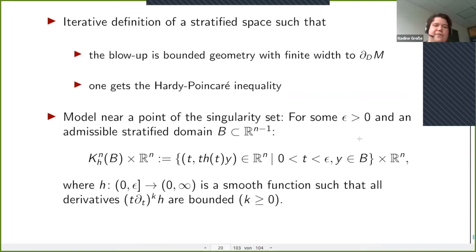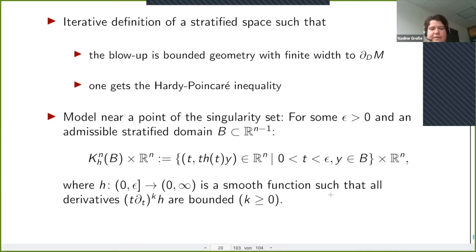So that's why this is the right model, and model means that asymptotically near your point of the singular set, your actual domain should look like this. And the rest you can handle with some diffeomorphisms that are identity at this point. And then you can glue everything together to get the full stratified domain.